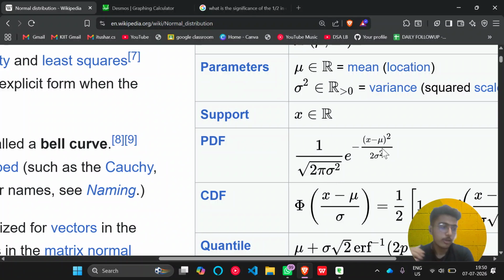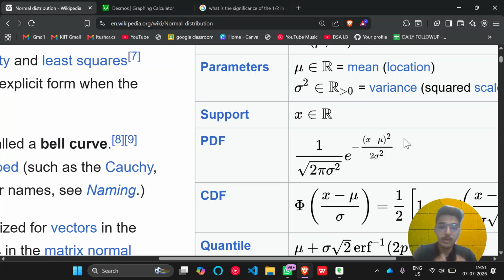So if you are very comfortable with normal distributions, if you have worked with it, you are very well known with this equation. So in this video, what we're going to do is give an intuition of how this equation came about and how every small component of this equation has an impact on the famous bell-shaped curve of the normal distribution.